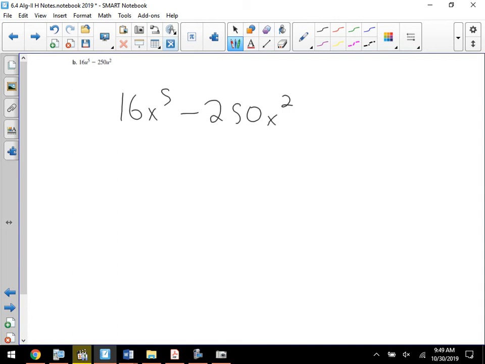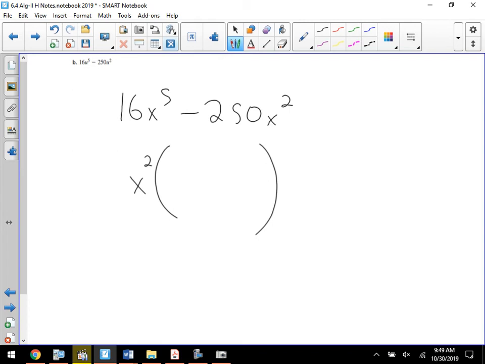In this example, since there are 2 terms, your first rule of factoring is to always do what? Take out the GCF. In terms of the variables, they both have an x squared in common. Are we okay with that? If I take an x squared out of x to the 5th, how many x's are left? X to the 3rd. Okay, cool. I knew you guys knew that.